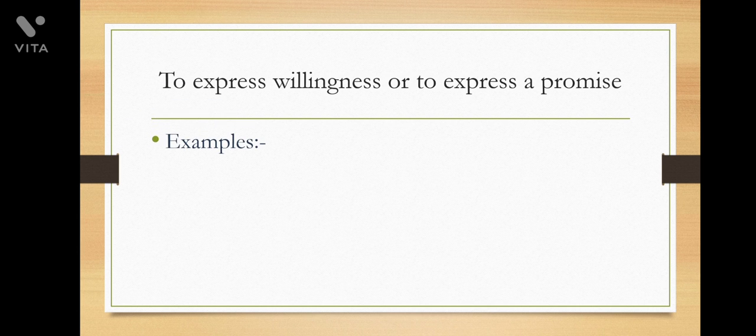For example, I will do the cleaning for you. Now you are willingly promising someone that you will clean for her or for him. I will do the cleaning for you. तुम्हारे बदले सफाई मैं कर दूंगा या कर दूंगी.